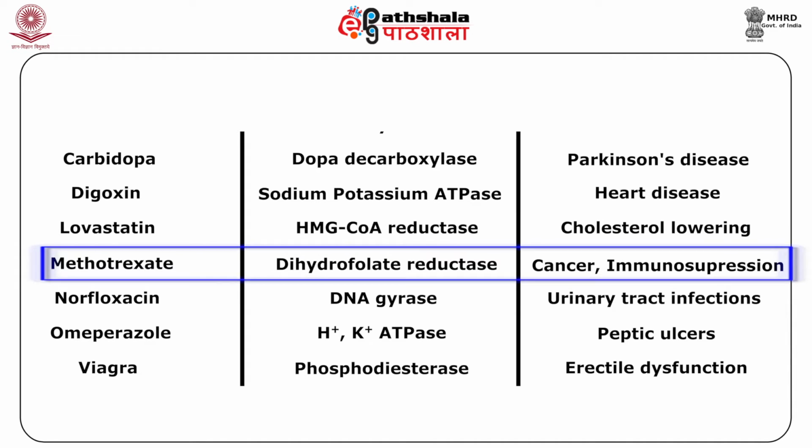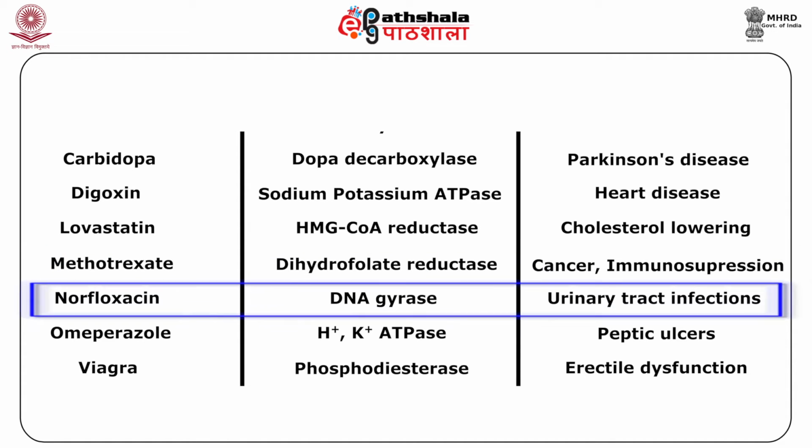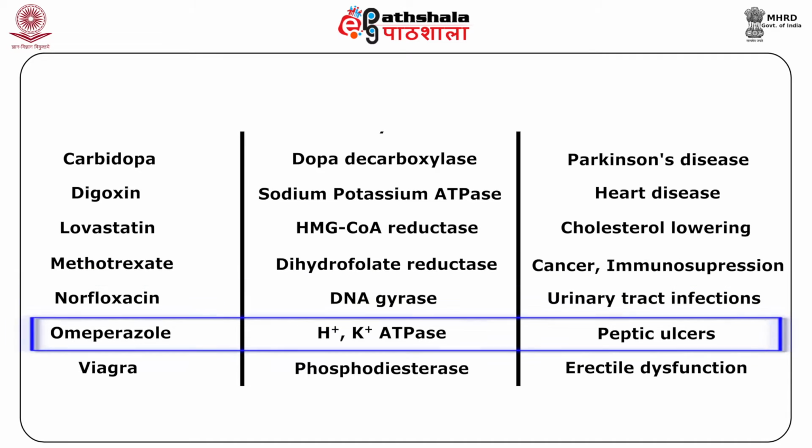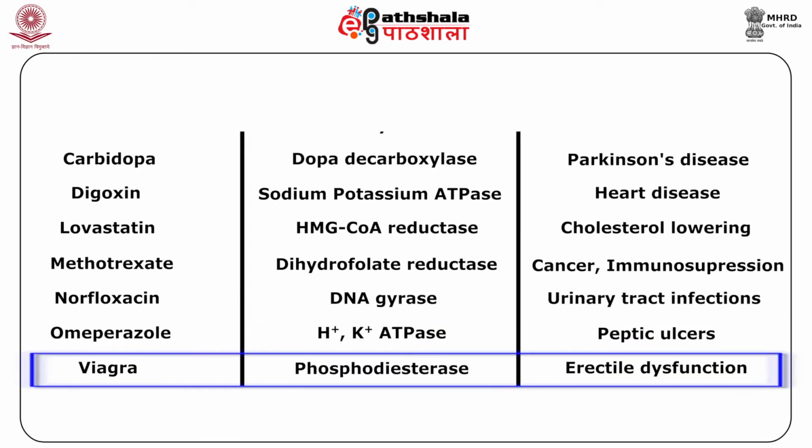Methotrexate is used for the inhibition of dihydrofolate reductase and it is used for cancer and immunosuppression. Norfloxacin inhibits DNA gyrase and is used very effectively in the treatment of urinary tract infections, popularly known as UTIs. Omeprazole inhibits hydrogen potassium ATPase and is used to treat peptic ulcers. Viagra is used to inhibit phosphodiesterase and is used for the treatment of erectile dysfunction.